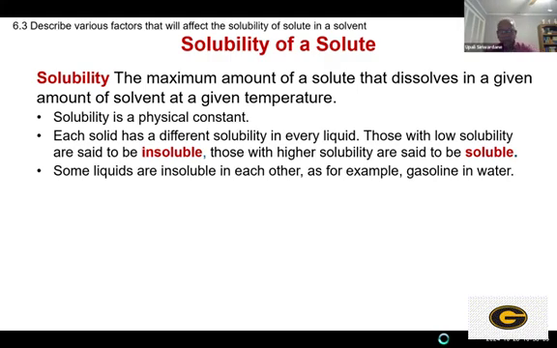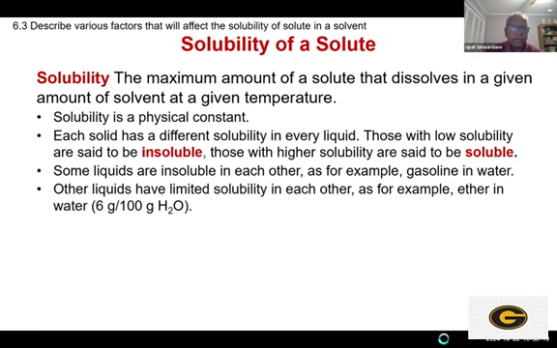Gasoline and water. There are two liquids. Gasoline and water don't mix up. They form layers. Gasoline floats on the water layer. Other liquids have limited solubility in each other. Water and gasoline is an extreme example. Water is hydrogen bonding. Gasoline is non-polar. Therefore, they are not like each other.